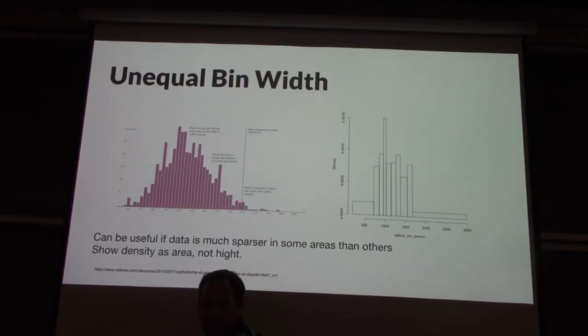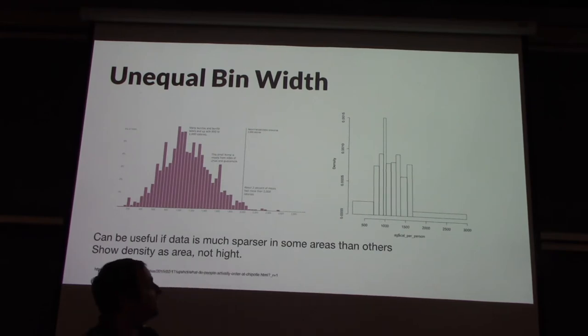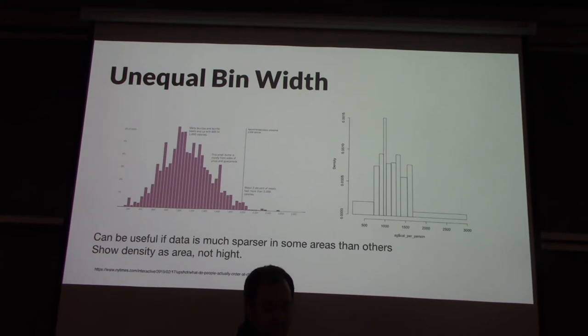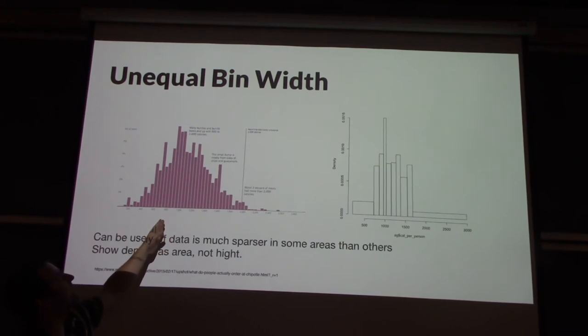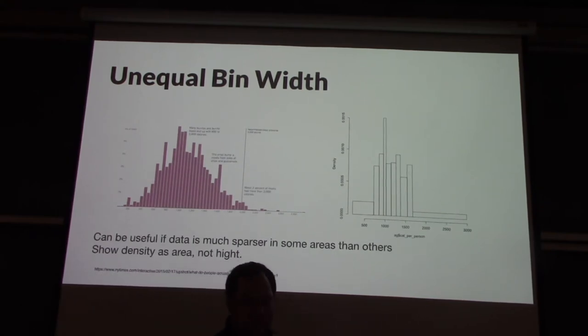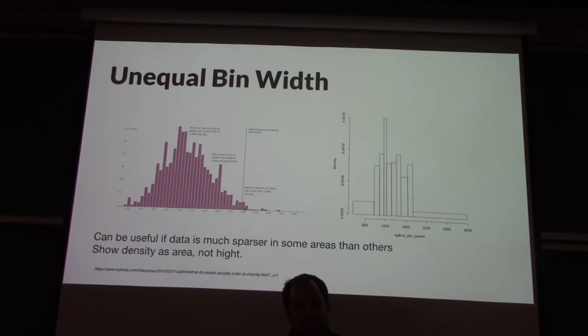You could also do unequal bin width. This is a New York Times visualization of the average meal at Chipotle. You can see that the most frequent calories at Chipotle are around 1,000 calories. That's what the typical burrito has, but this is for a single order, and you can actually order stuff at Chipotle that has more than 2,000 calories, as you can see here in this histogram.